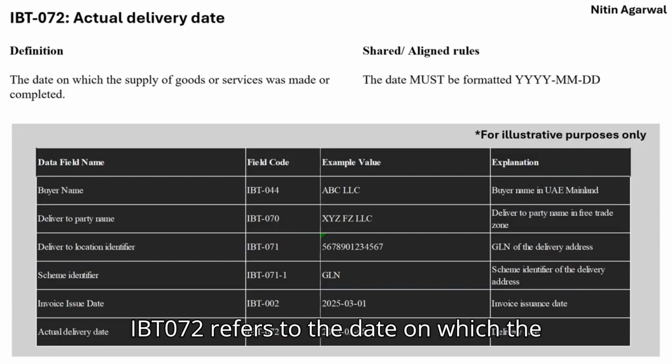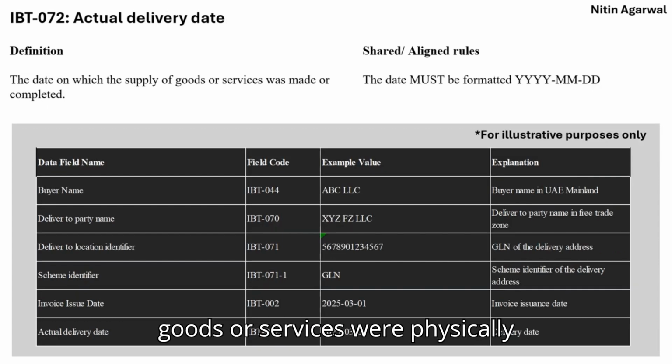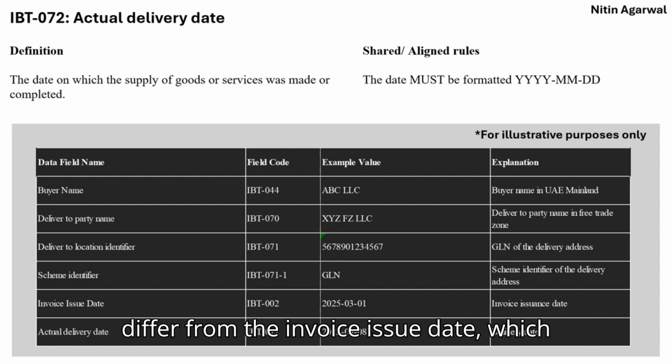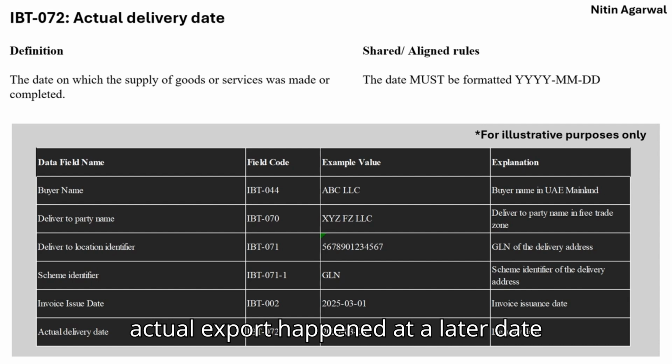IBT 072 refers to the date on which the goods or services were physically delivered to the buyer or recipient. This field is important for tax compliance, invoice validation, and logistics tracking. It confirms when the supply of goods or services took place. It may differ from the invoice issue date, which is IBT 002. Classic examples could include instances like exports, where the invoice was issued on a date, but the actual export happened at a later date, or e-commerce supplies as well.